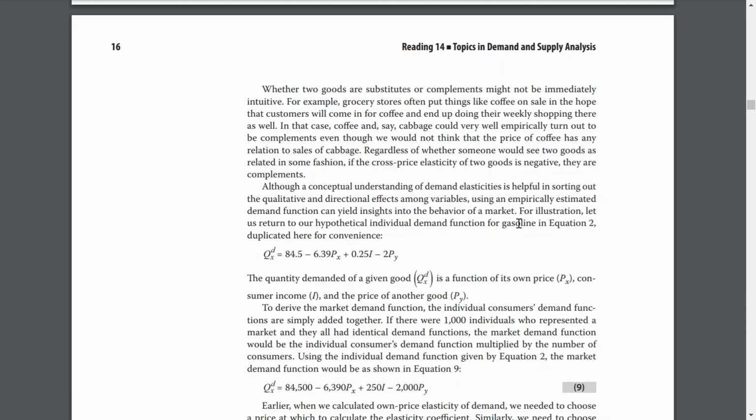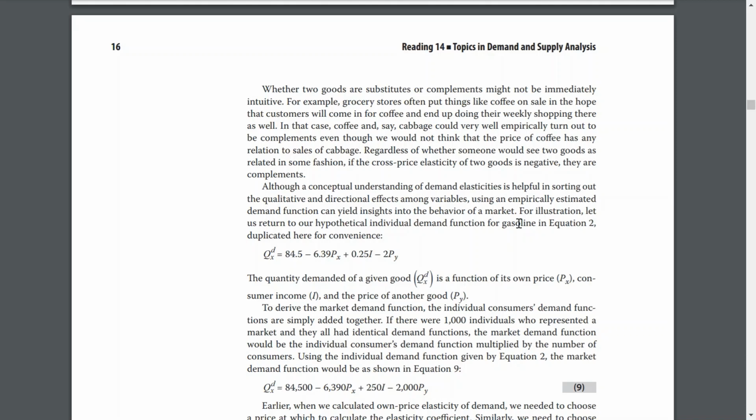In that case, coffee and, say, cabbage may empirically turn out to be complements, even though we would not think of the price of coffee as having any relation to sales of cabbage, regardless of whether someone will see two goods as related in some fashion. If the cross-price elasticity of two goods is negative, then they are complements.